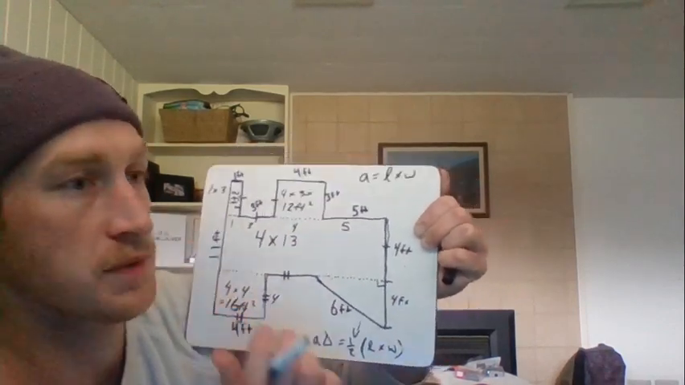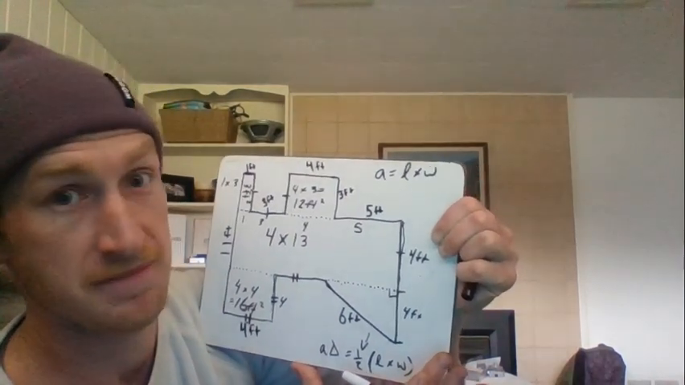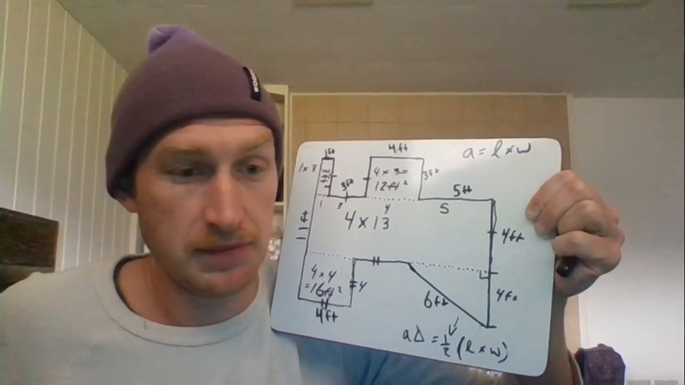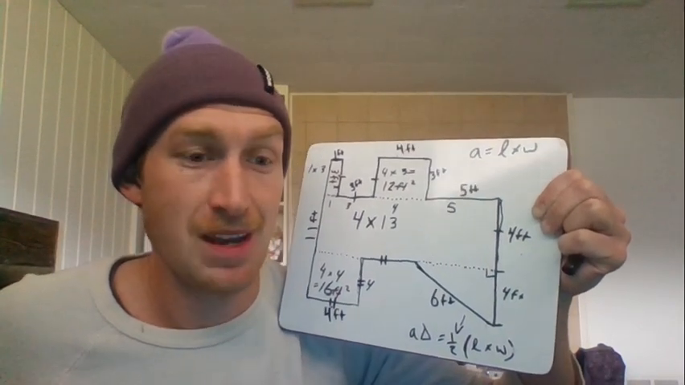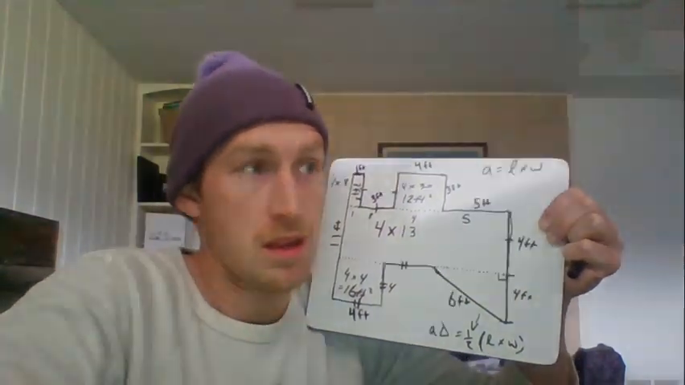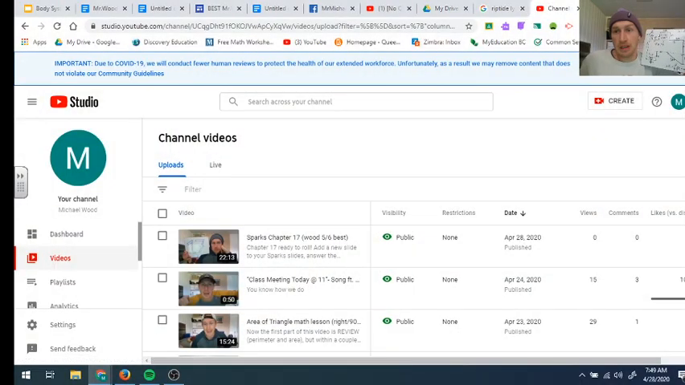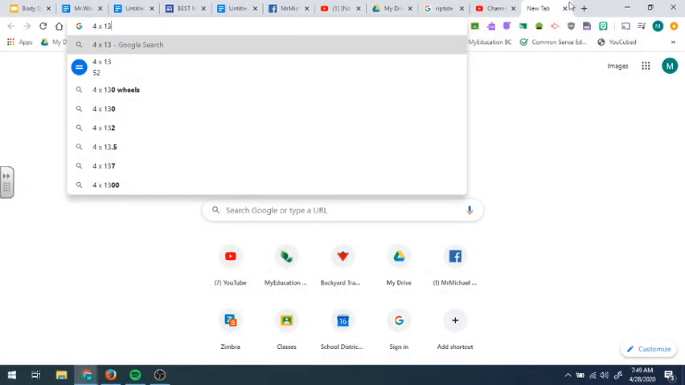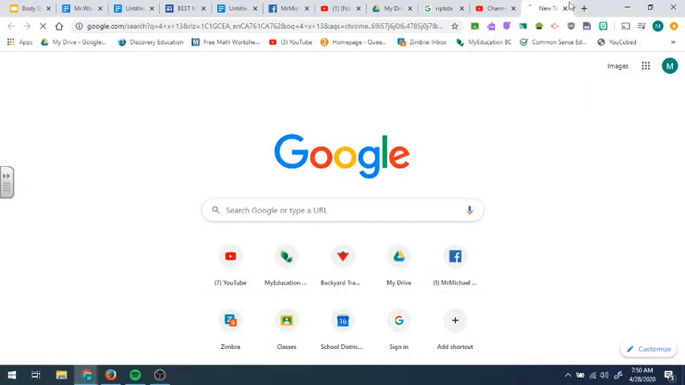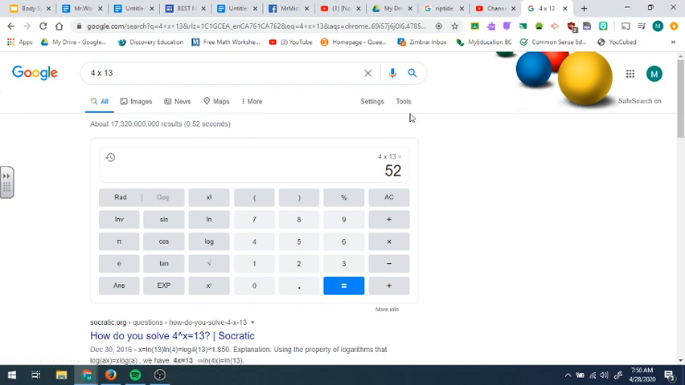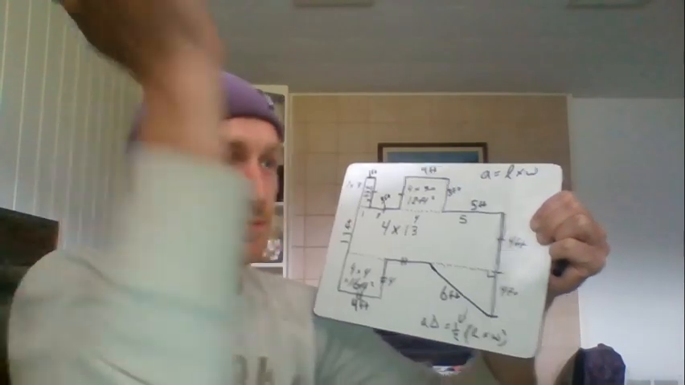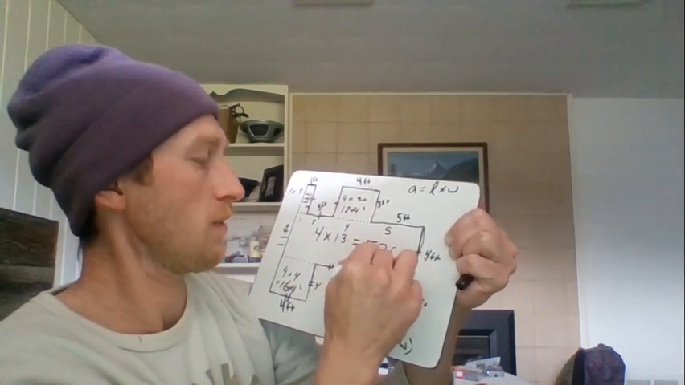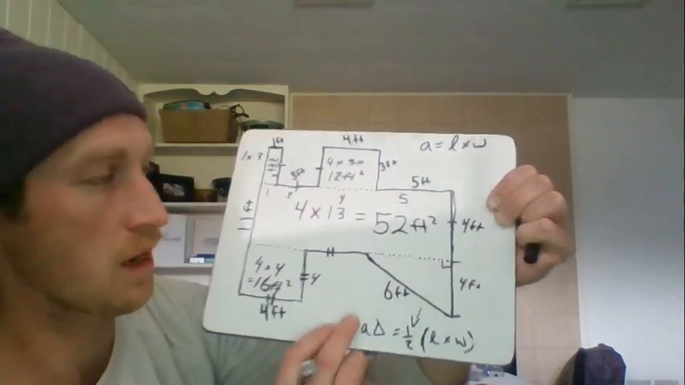So we need to do 4 times 13. Oh boy. Guys, I can't do 4 times 13 right off the back. So here's what I'm doing. Right now you'll see I am definitely going to use the calculator. 4 times 13. 52. Thank you, Google. 52 feet squared. There we go.